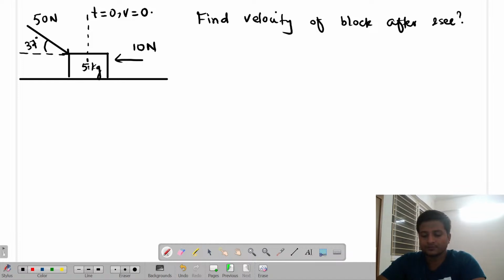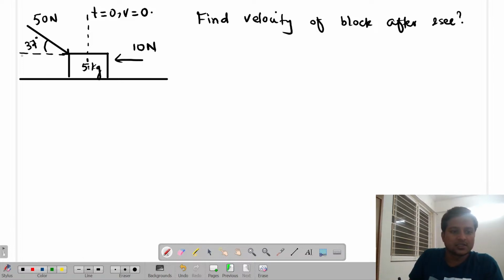How much will it be? 12. Let me check. Okay, look carefully, let's draw it carefully. So basically this is going to be 50 cos 37, isn't it? Are you able to get me or not?